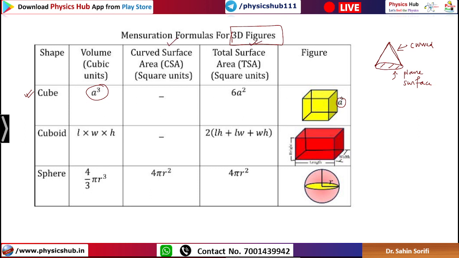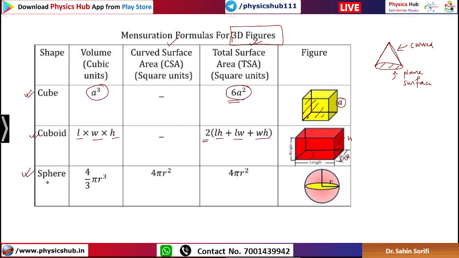For a cube, there is no curved surface area, so the total surface area is the plane surface area, that is 6 times the area of one side, that is a square, so 6a square. For a cuboid, with length, breadth and height, if you consider this as L, this as W, and this as h, this area will be h into w, this area will be L into h. Because two similar sides are there, a multiplication factor of 2 is there: 2 times (LH plus LW plus WH).